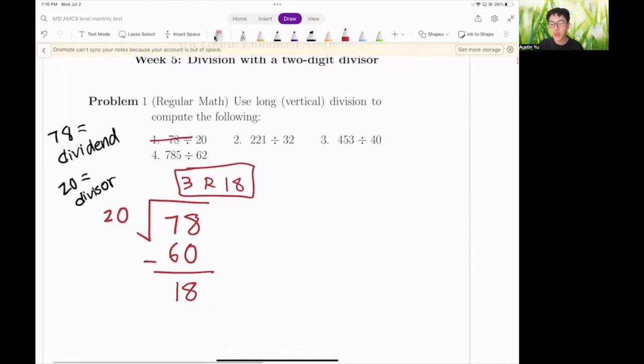Number 2, 221 divided by 32. Again, the dividend goes inside and the divisor goes outside. And this time we have to see how many times does 32 go into 221 without going over. And we see here quickly that 6 times 32 is going to be the largest amount that you can get to 221 without going over. And this quickly gives us 192. Why 192? Because we multiplied it by 6.